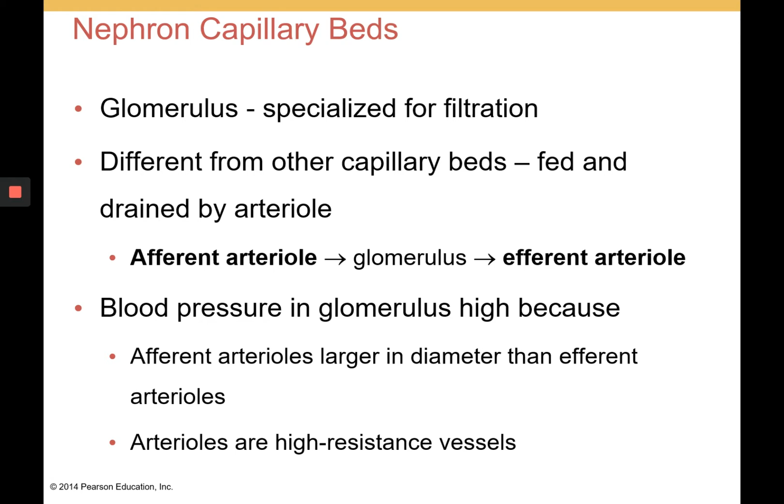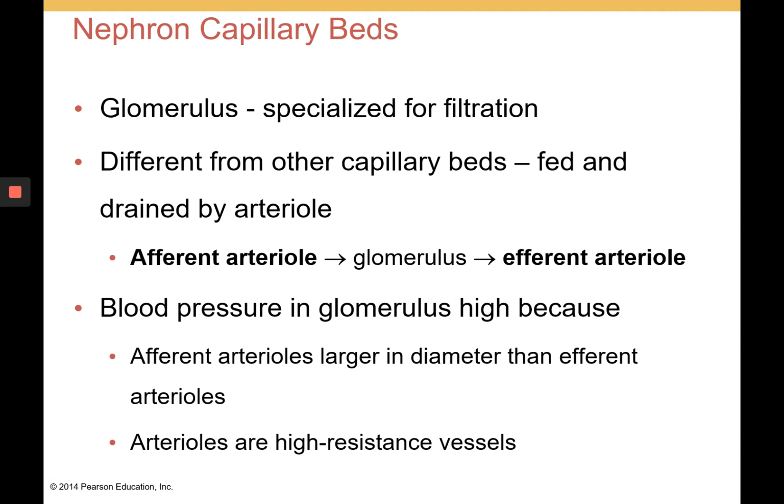The glomerulus also is fed and drained by an arteriole, and that's different compared to other capillary beds. We also don't see that for the paratubular or vasa recta. So the afferent arteriole brings blood to the glomerulus, and the efferent arteriole drains blood from the glomerulus. So afferent for blood arriving at the glomerulus, and efferent for blood exiting, leaving, or draining from the glomerulus, however you want to think about it. Now, blood pressure in the glomerulus is high. The reason it's high is because the efferent arteriole has a smaller diameter than the afferent arteriole. So a lot of blood will flow into the glomerulus, and that blood will drain a lot slower. So we have a high blood pressure in that first capillary bed.